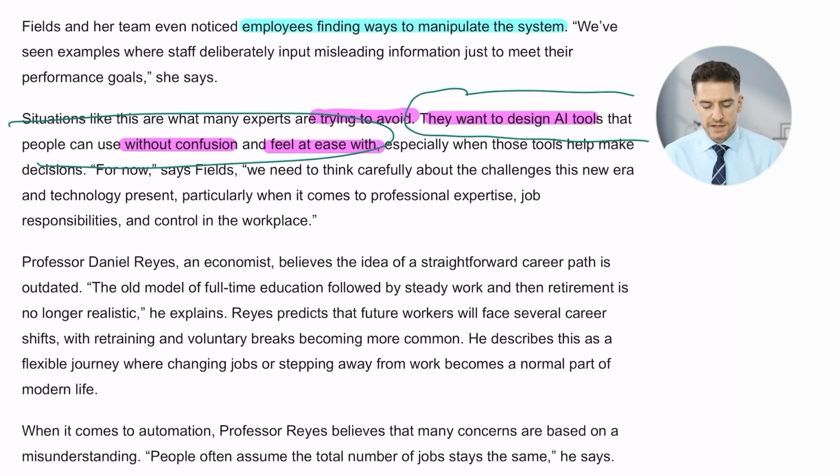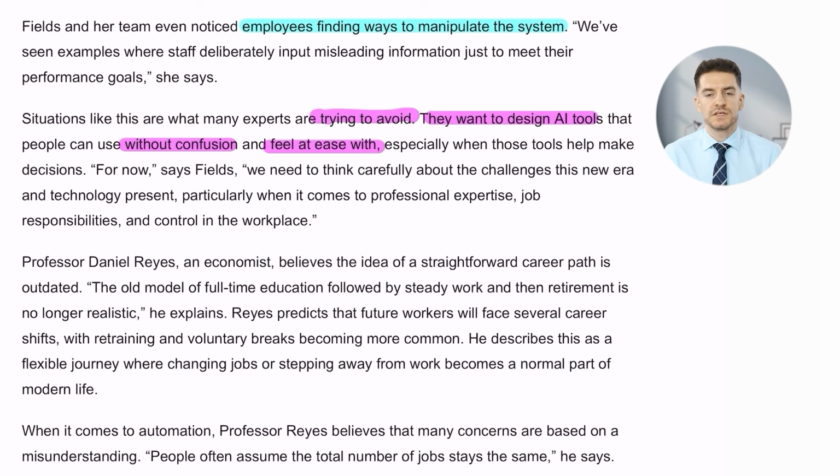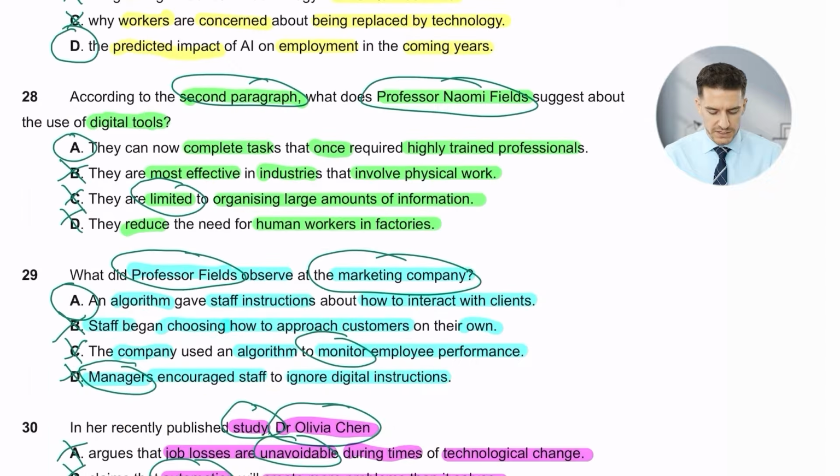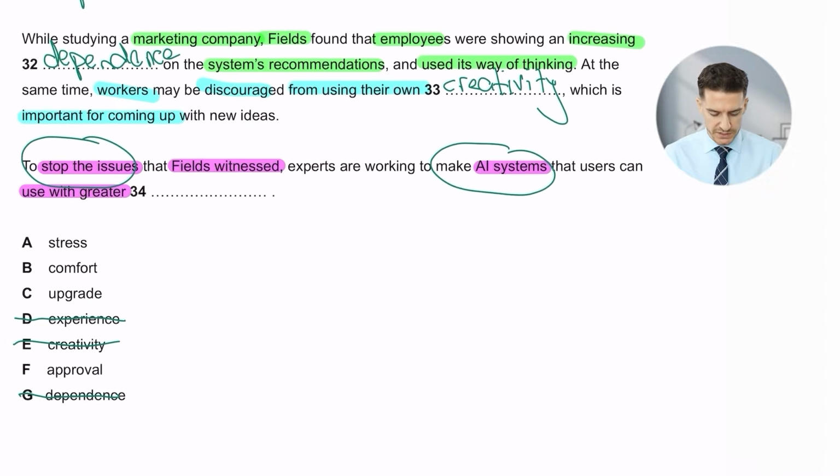So it seems like they're trying to make AI tools that users can trust or that users can have confidence in when they're actually using them. Because look here, it says feel at ease. If you feel at ease, you probably feel comfortable using something. You might feel relaxed using something. So let's go back down now and we'll see which word is the best choice.